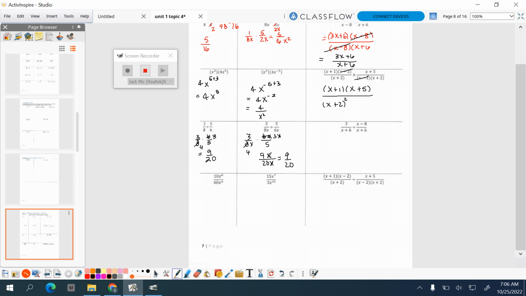Let's look at this one. Second group flips over. So x plus 6 goes into the numerator. x minus 8 goes into the denominator. These cancel, and I end up with 3 over x minus 8.